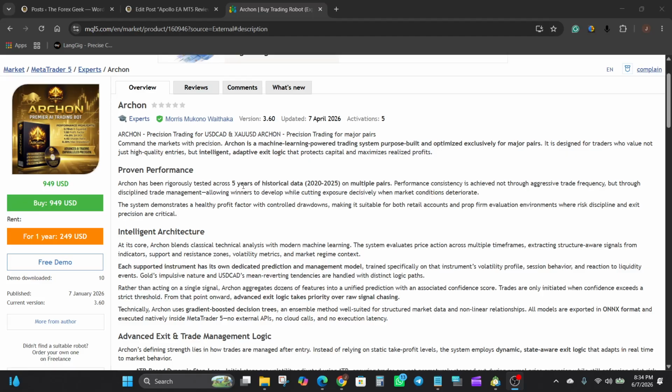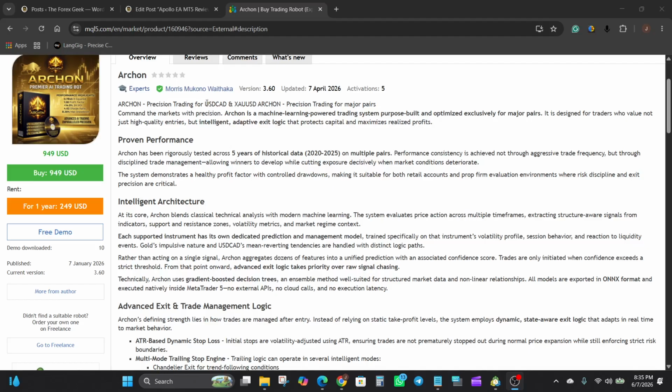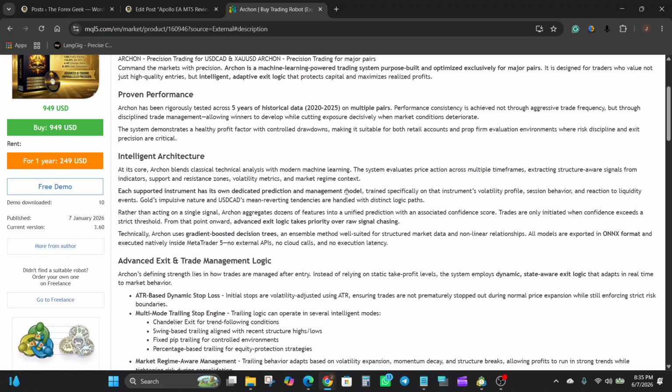At the time of this review, the purchase price is listed at 949 US dollars with a 1-year rental option available for 249 US dollars. This is version 3.6, updated on April 7th, 2026. Looking through the description, Archon is presented as a machine learning powered trading system designed specifically for major pairs. The developer highlights USD and XAU USD as supported instruments and explains that the EA automatically detects the instrument and loads the corresponding model and management logic.